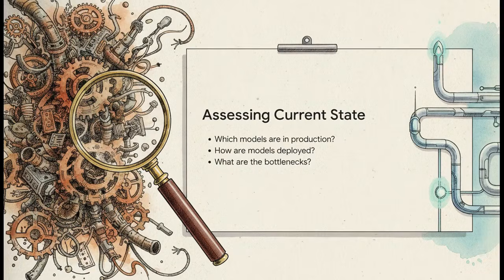Before you can fix the problem, you have to take a hard look at your current state. You really need to ask yourself some critical questions here. First, which of your models are actually out there in production, and which ones are just stuck in this perpetual development limbo? How are they currently being deployed? Are your outdated manual processes acting like a giant bottleneck for your teams? And maybe most importantly, where is technical debt actively holding you back? Finding those pain points is your literal first step toward operational efficiency.